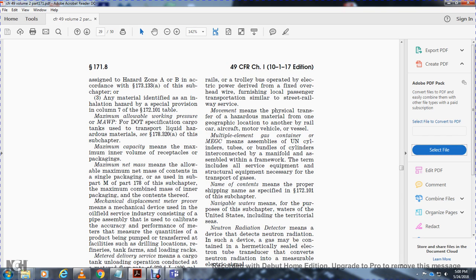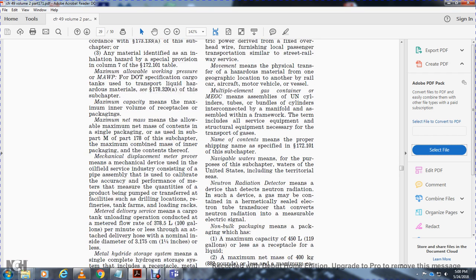Meter displacement prover means a mechanical device used in the oil field service industry, consisting of pipe and other components, to calibrate the accuracy and performance of a meter measuring the quantity of product being pumped and transferred at facilities such as drilling locations, refineries, tank farms, and loading racks. Metered delivery service means cargo tank loading and unloading operations conducted at a meter flow rate of 100 gallons per minute or less through an attached delivery hose with a nominal diameter of 1 1/4 inches or less.